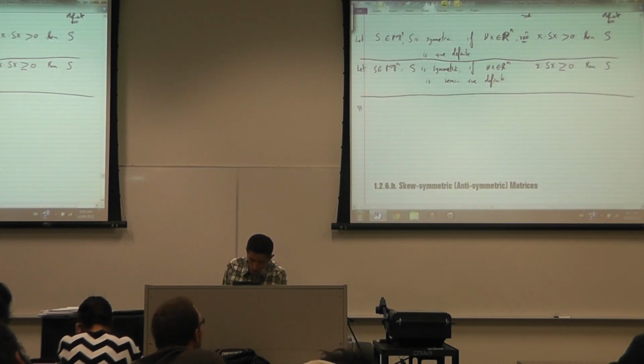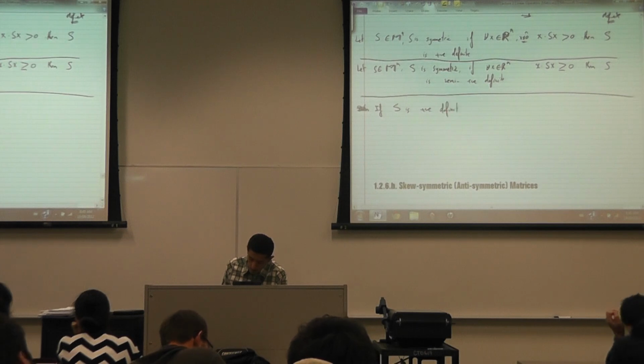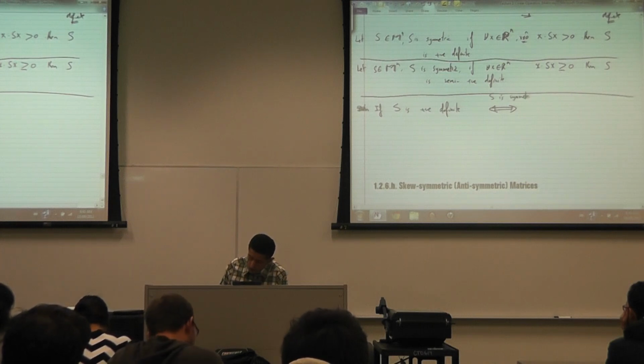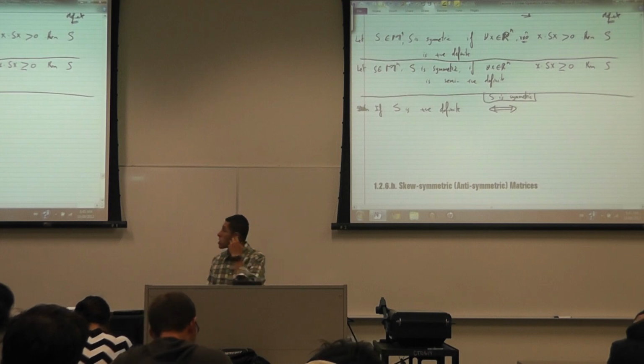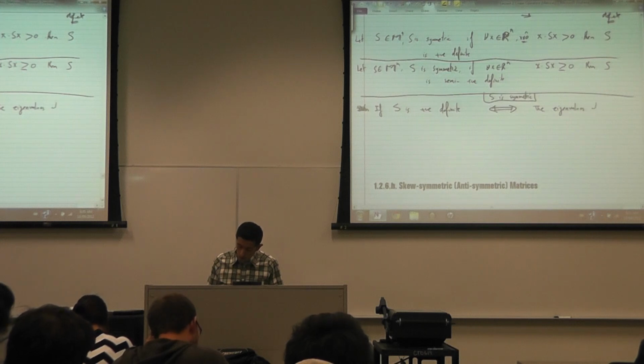Now there's a question here. Saying S is positive definite is equivalent to saying, so S is symmetric first. So we're given that S is a symmetric matrix. If it's positive definite, that implies that the eigenvalues of S are all positive.